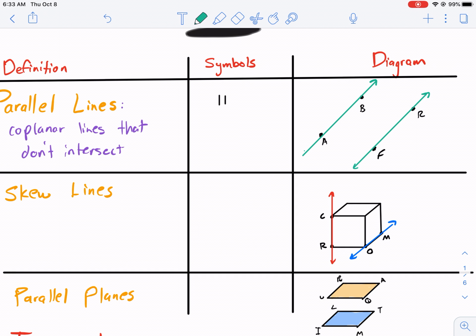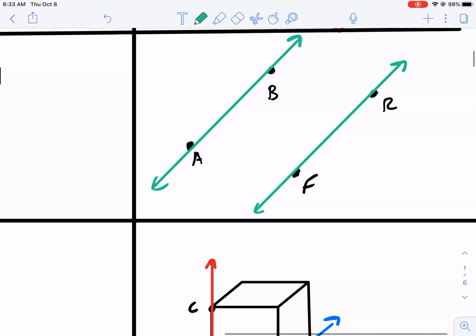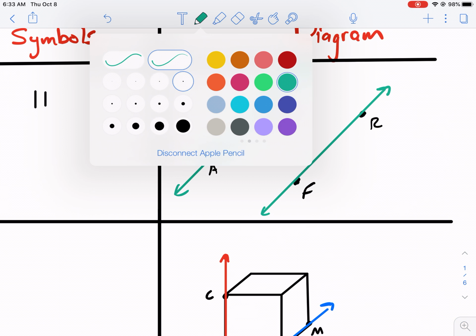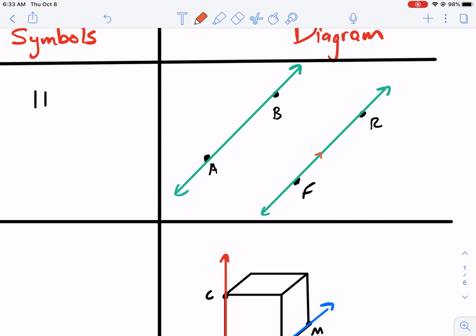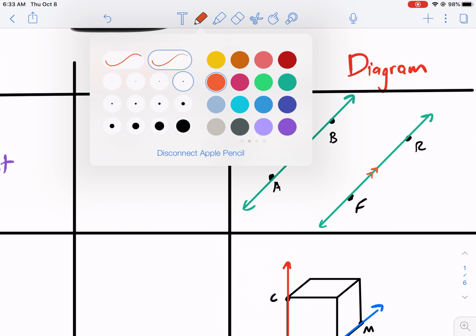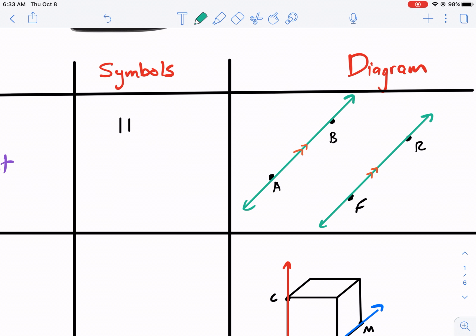Now, let's do the diagram first. Here's our diagram. Now, just looking at it, you can't assume it's parallel. You really need to see these little carrots. Those little carrots, those little arrows, as other people call them, indicate that they're parallel. And they need to have the same number. For example, if there were 2 on this one and only 1 on the other one, then they're not parallel. But if they both have 2 or if they both have 1, then they are parallel. So that's how you can tell by looking at a diagram.